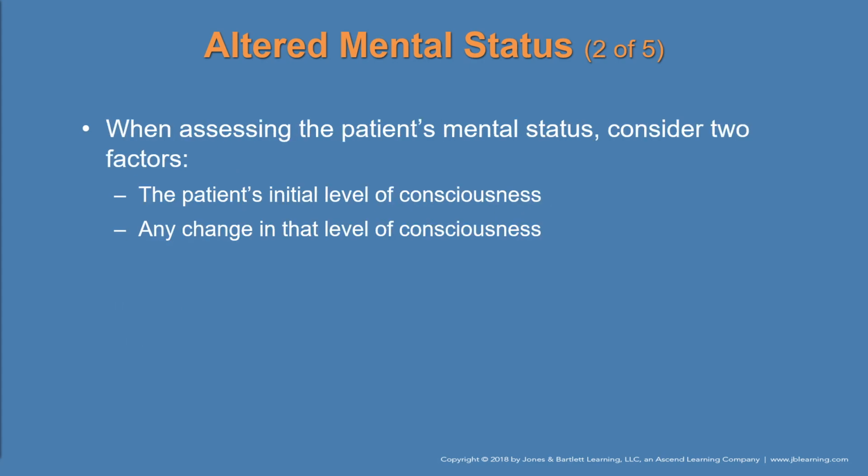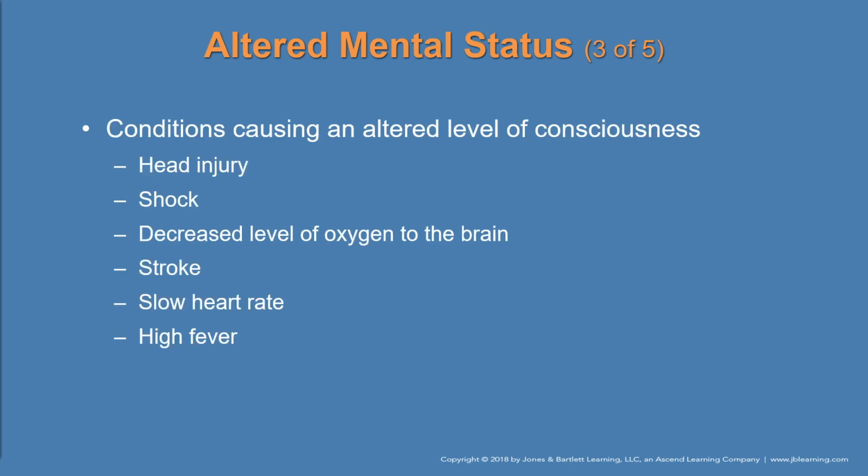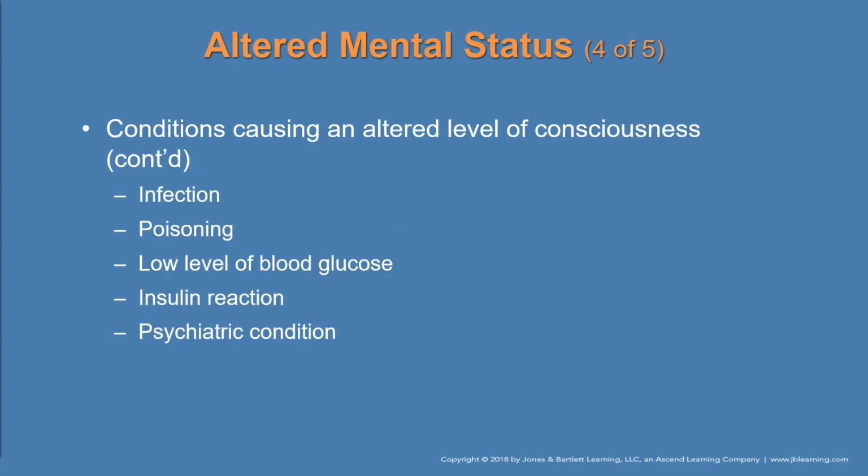When assessing the patient's mental status, consider two things. First, the patient's initial level of consciousness, and then, as you're working with them, any change in that level of consciousness over the period of time that you're with them. A lot of different conditions will cause an altered level of consciousness. We've already talked about a lot of these: head injury, shock, decreased level of oxygen to the brain. But we're going to get into some of them tonight, like stroke, problems with the heart, or infection.